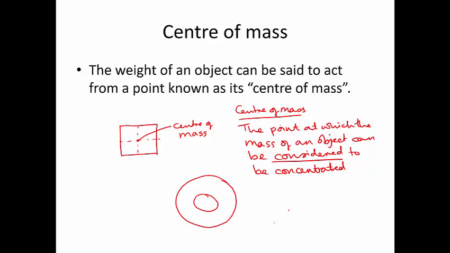I like to remember it by thinking about a ring donut. I like to think about ring donuts, but not as much as I like to eat them. So if you find the point where the lines of symmetry cross on a ring donut, you will find that that's in the middle of the hole. So the centre of mass of a ring donut is where there is actually no mass at all. So that's why it's where it can be considered to be concentrated.